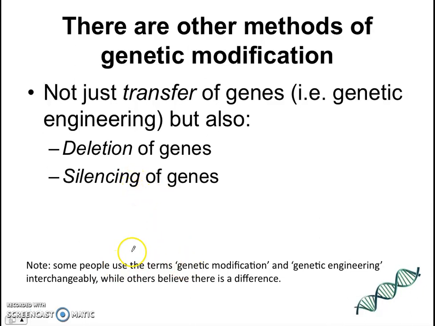I'm just saying this because there are some people who use the terms genetic modification and genetic engineering interchangeably, as though they meant the same thing. But some people would use them differently. They will say that genetic modification is more general because you could modify by transferring genes, by deleting genes, or by silencing genes, whereas genetic engineering refers specifically to transferring genes.